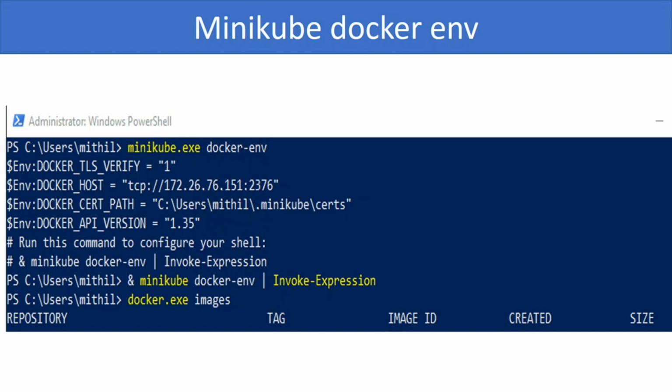To use the Docker runtime, type in minikube.exe docker-env. It will give you the steps to set up the environment variables so that your Docker points to the runtime from Minikube. The screenshot shows how we have done it. Make sure that when you type in docker.exe images, you see the images from Kubernetes.